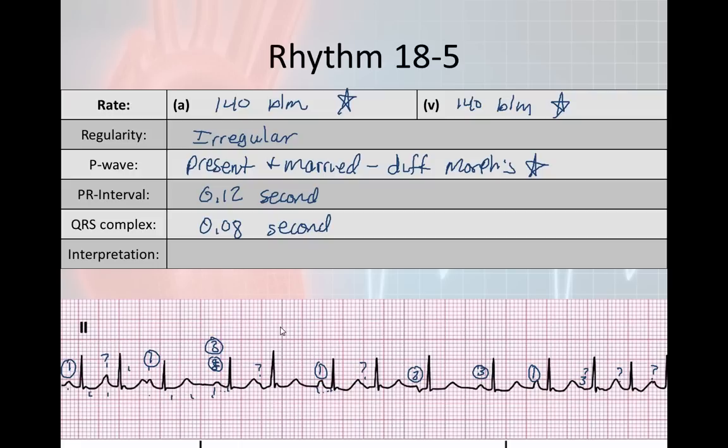So here we finally have our 3 different morphologies. So I'm going to go ahead and look at this and say this is a different morphologies with a fast heart rate is going to be a multifocal atrial tachycardia.